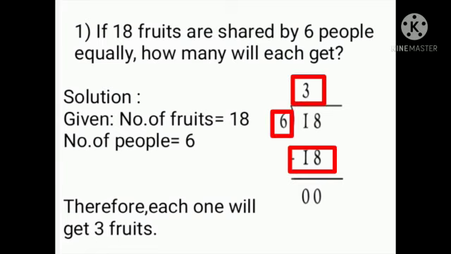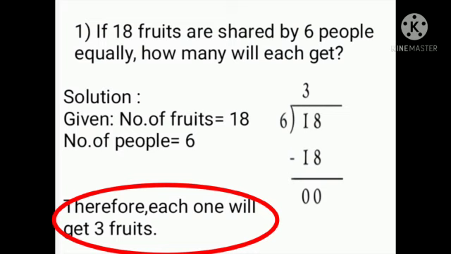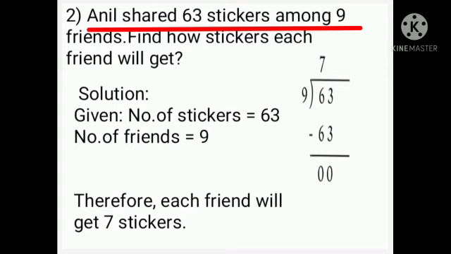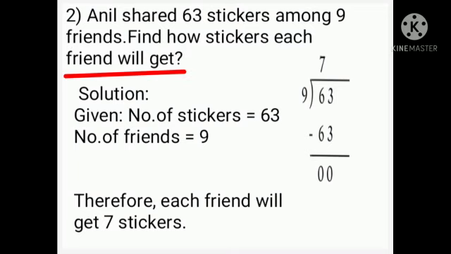So 6 threes are 18. We will start subtraction. 8 minus 8 is 0. 1 minus 1 is also 0. So lastly statement. Therefore each one will get 3 fruits. Let's see next one. Anil shared 63 stickers among 9 friends. Find how many stickers each friend will get. So let's go for solution.